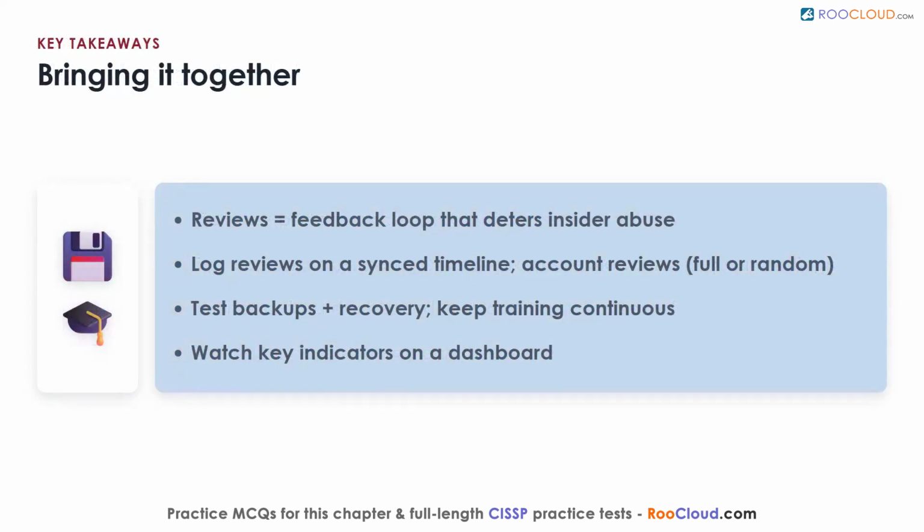So let's bring it together. Security management reviews are the feedback loop that keeps oversight alive and deters insider abuse. Log reviews centralize and scrutinize activity, especially by privileged users, on a synchronized timeline. Account reviews confirm people hold only what they should, using full checks or truly random samples. Test your backups and recovery instead of trusting them. Keep training continuous and watch key indicators on a dashboard. Do these consistently, and your controls stay provably effective over time.